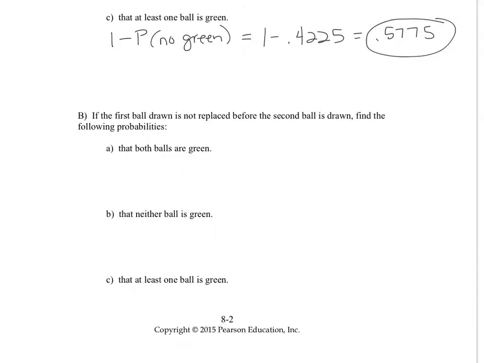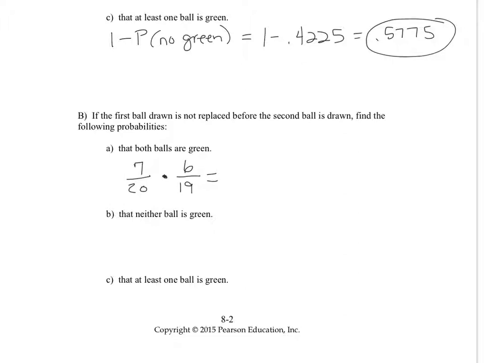Now, in part B, it says if the first ball drawn is not replaced before the second ball is drawn, we're going to have to recalculate these probabilities. Same question. I want the probability both balls are green, but here's what happened on that first draw. I get 7 out of 20 because there were 7 green out of 20 balls, but I don't put it back. So when I go to draw the second ball, there are only how many balls left to draw from? There's not 20 anymore. There's only 19. And if I already drew a green one, instead of 7 green ones being in there, how many green ones are in there now? 6.